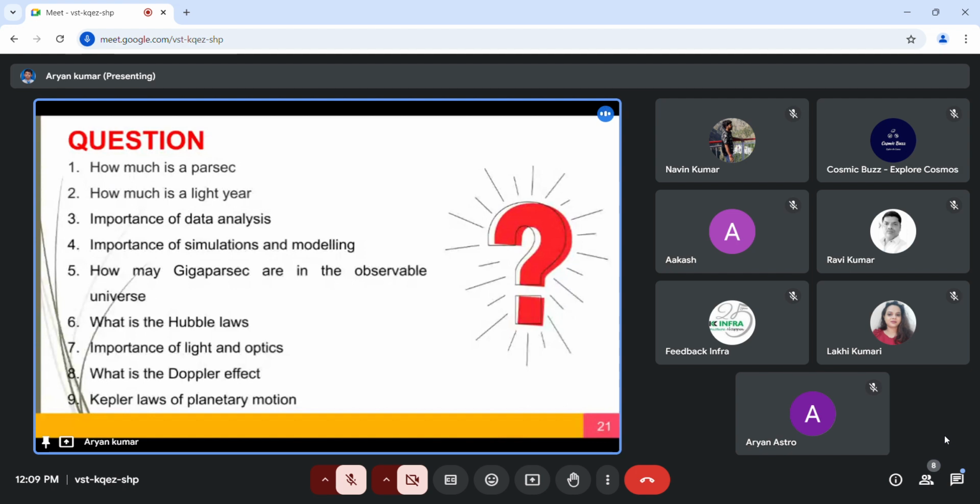Hubble's law says the farther the galaxy is away from us, the farther it will move away. Light and optics help us understand the importance of light and its properties. The Doppler effect is about redshifts and blue shifts. Laws of motion are about the motion of the planets.